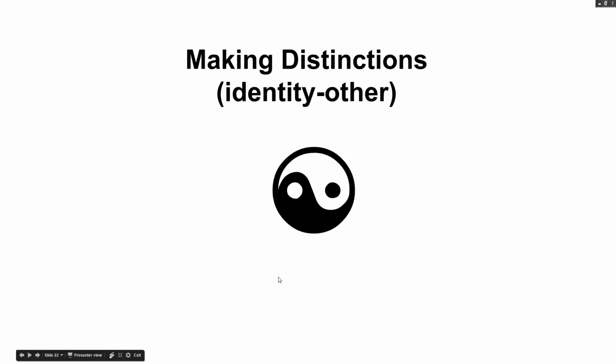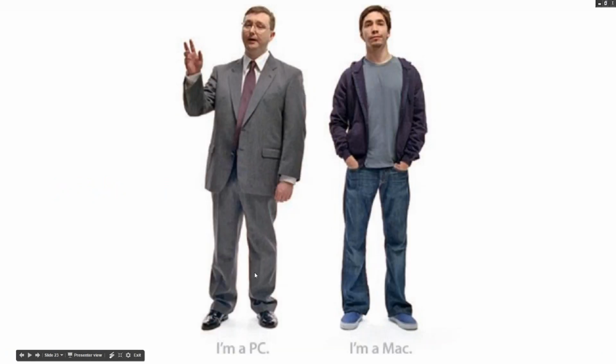So we talk about making distinctions as identifying an identity and an other. A few examples of these just to help you understand this a little bit more. You all recognize these folks most likely, and this is from a commercial in which a specific company was trying to make a distinction between their computer and all the other computers that exist out there, right? So if they were effective, you understood their product as something that was different than everything else that was out there.